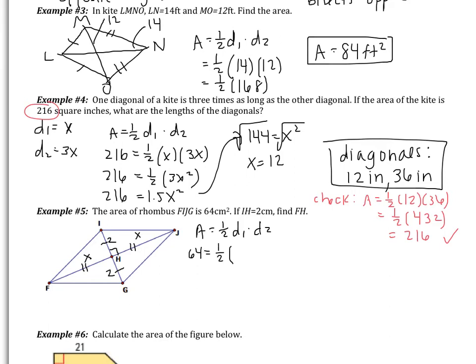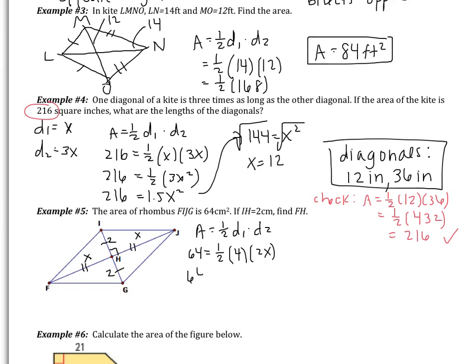That's 1/2. Diagonal IG is 4. It's just 2 add 2. And then diagonal 2, which is FJ, is going to be X add X, which is 2X. And now I just need to simplify and solve.